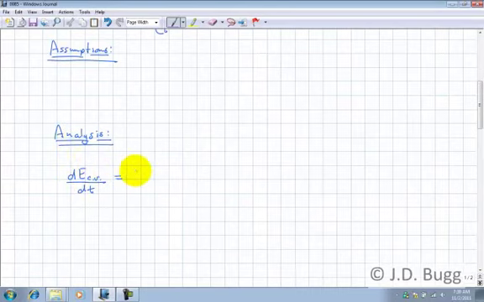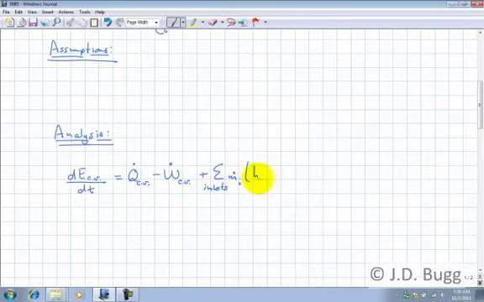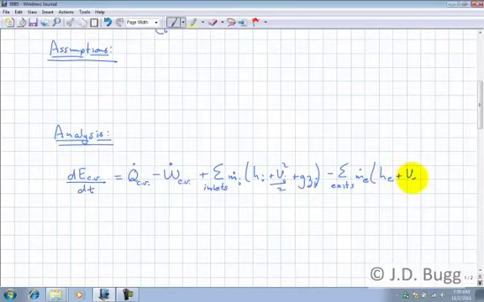Rate of change of energy in the control volume is balanced by heat transfer rate with the surroundings, work transfer rate with the surroundings, plus a summation over all inlets of the mass flow rate at each inlet times the enthalpy, kinetic energy, plus potential energy, and then minus exactly the same set of terms taken at any exits. So m dot of the exit, h of the exit, v exit squared over 2, and g z of the exit.